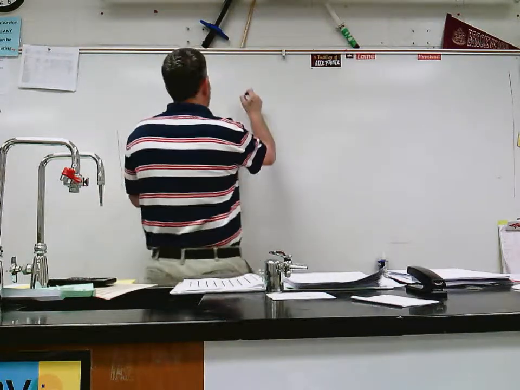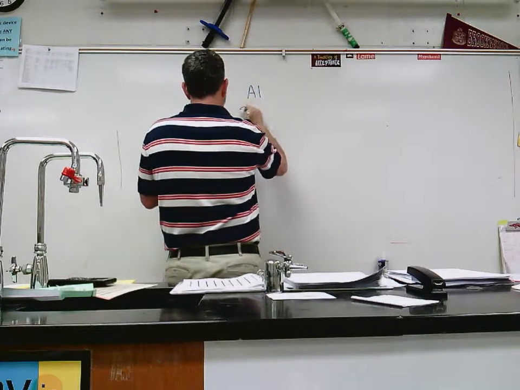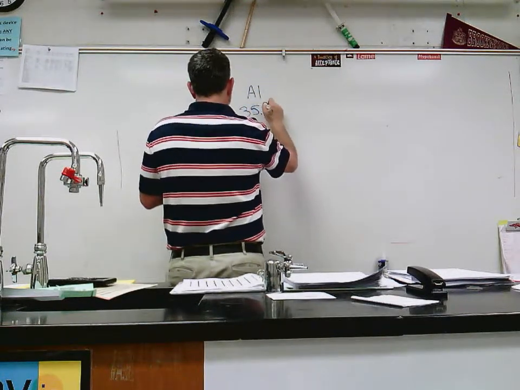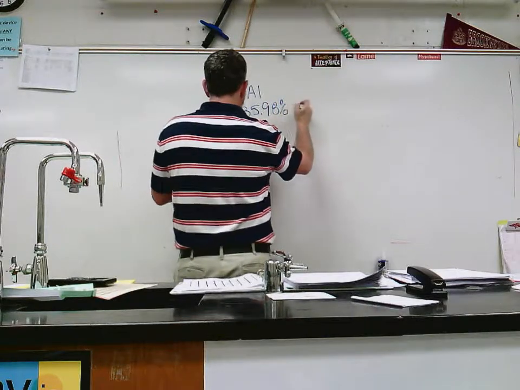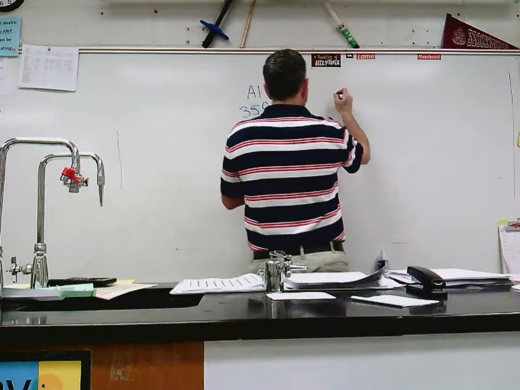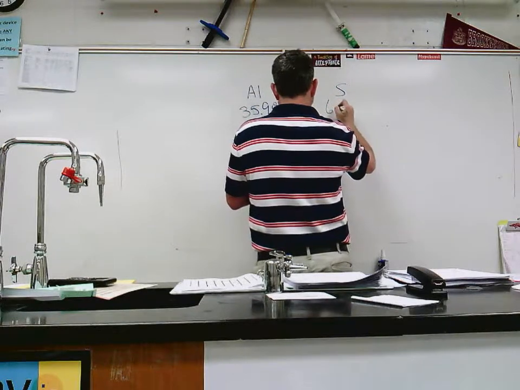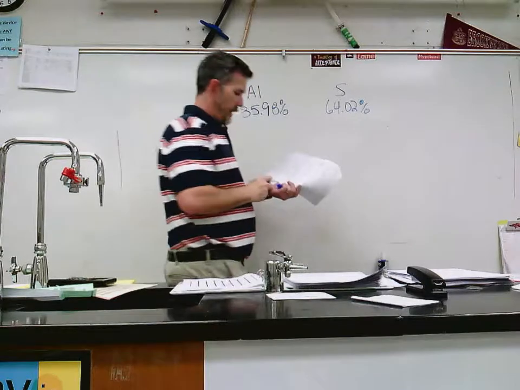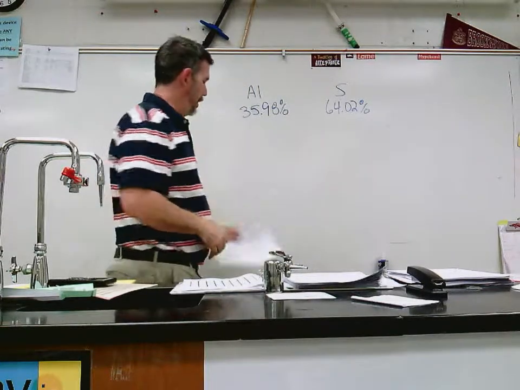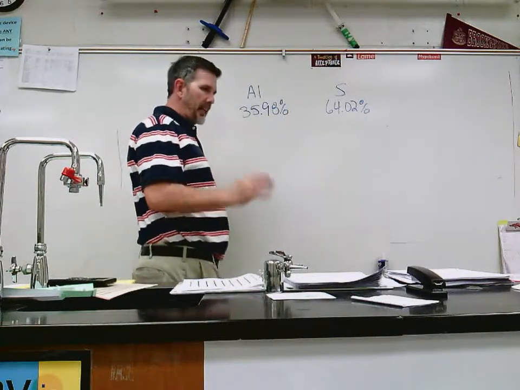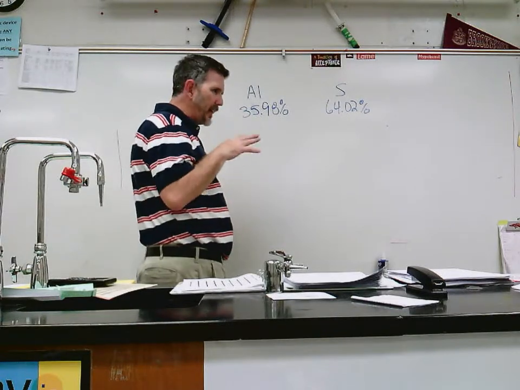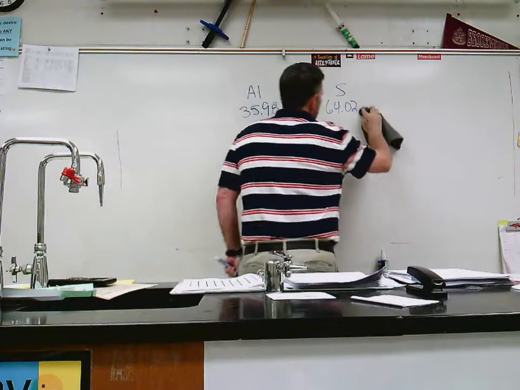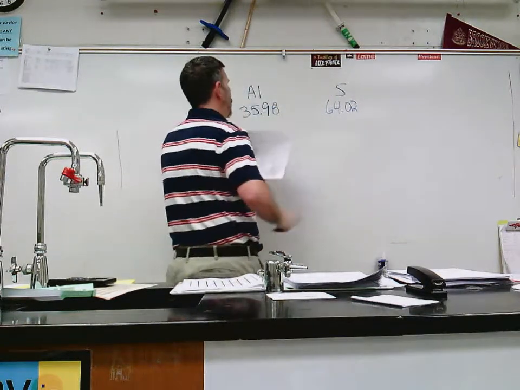Okay, so what we got is aluminum, 35.98%. And I have sulfur, 64.02%. All right, this is the thing that stumps you all because you don't know when to divide by that one number. You're just like, I know I divide by something. You don't know when. All right, so the first thing is we wipe these percentages off and we call them grams. These are now grams of things.